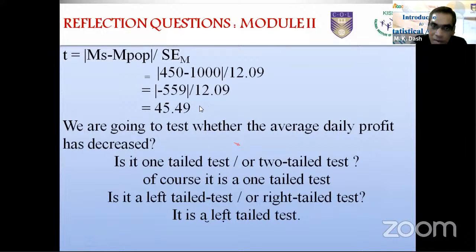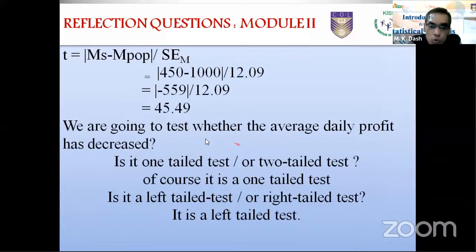We have taken the given data, used the formula, put it into the formula, and analyzed it. We got the value 45.97. Now we are going to compare this with the table value. We are going to test whether the daily average profit has decreased. What is given? Whether the daily average profit has decreased. Look into the statement.